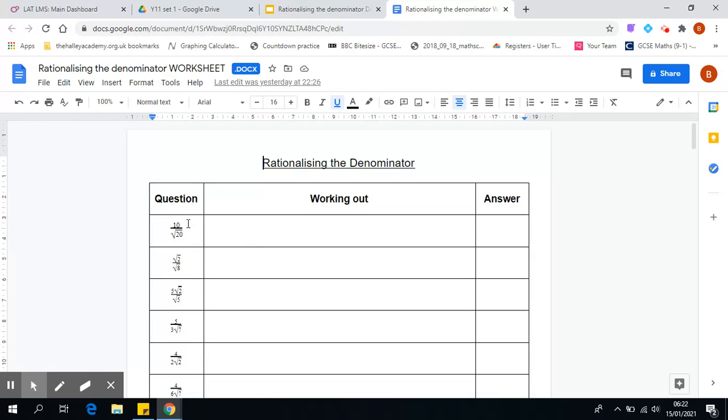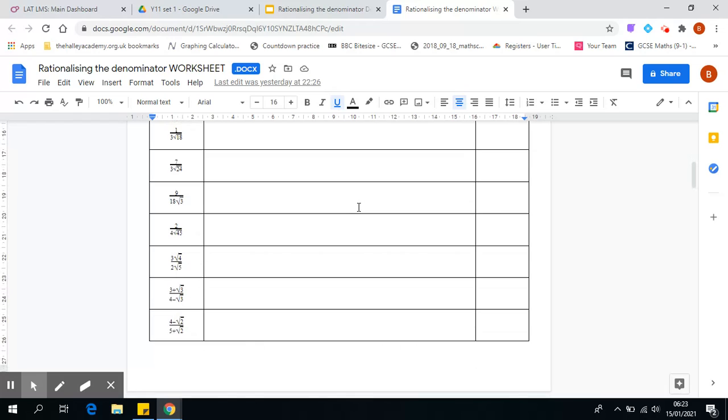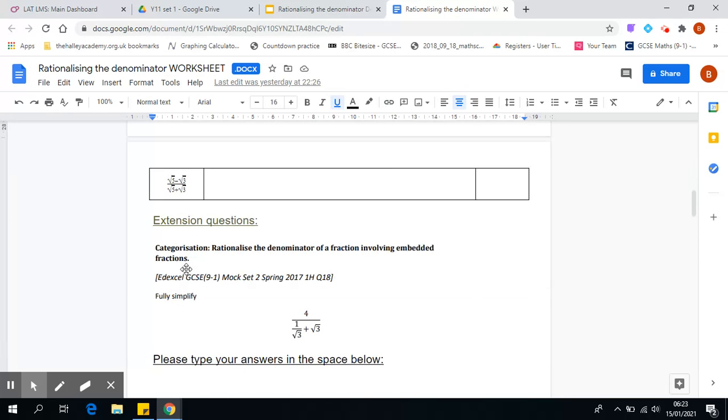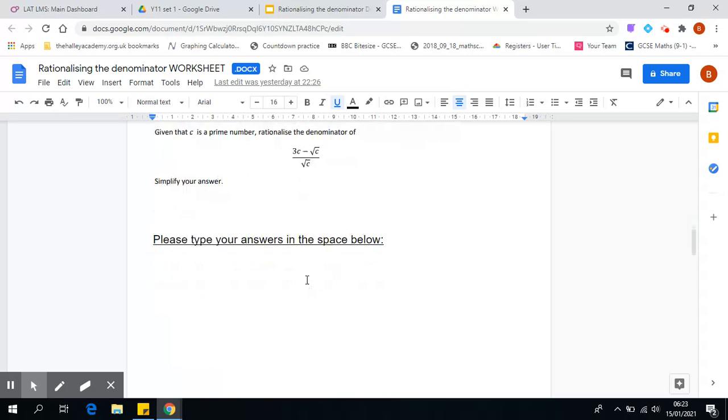The questions involving a single expression on the denominator are grade 6. Questions involving multiple expressions on the denominator are grade 7. And the extension questions are of grade 8.